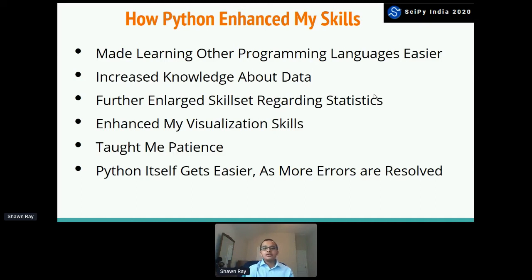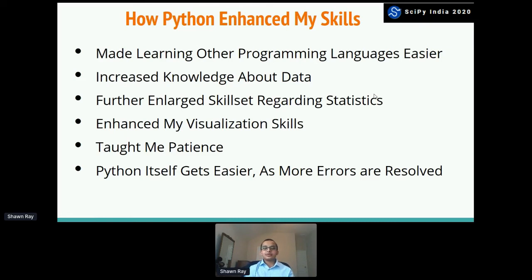Along with that, it's also enlarged my skill set with statistics. Statistics is a pretty complicated field, particularly the mathematical area of statistics. But when you do operations so quickly, it kind of gives you an idea of how powerful Python is. And it actually makes it easier to do it by hand because you can understand how it's being done so quickly and even put the algorithm in your brain and do it in a way like that.